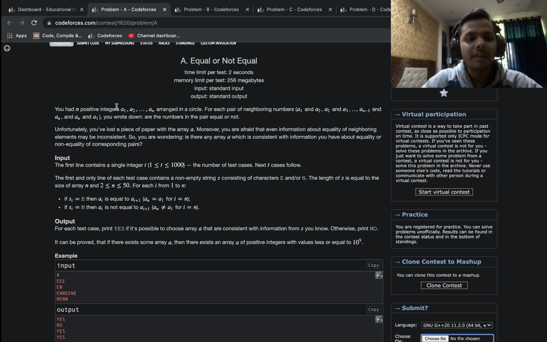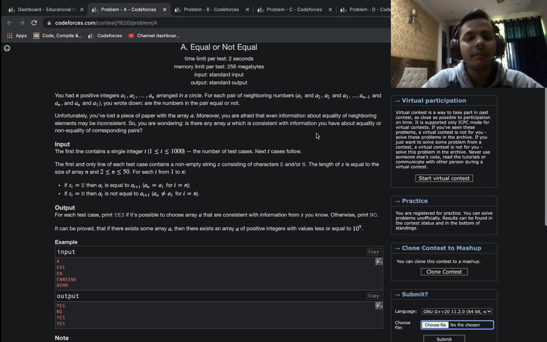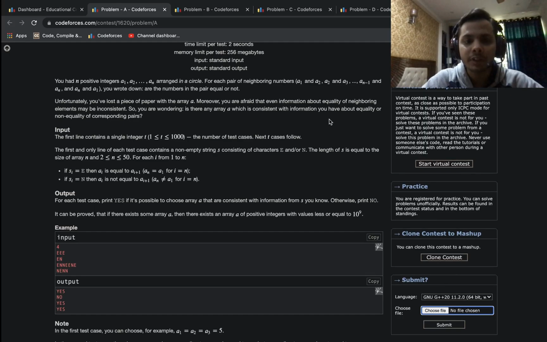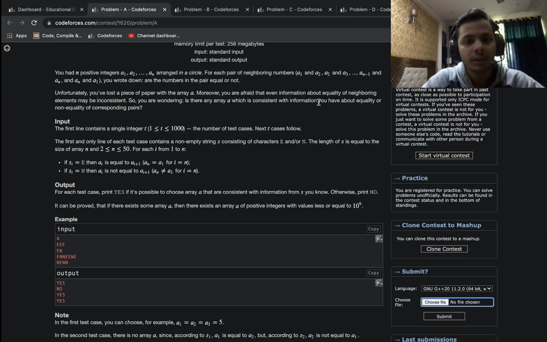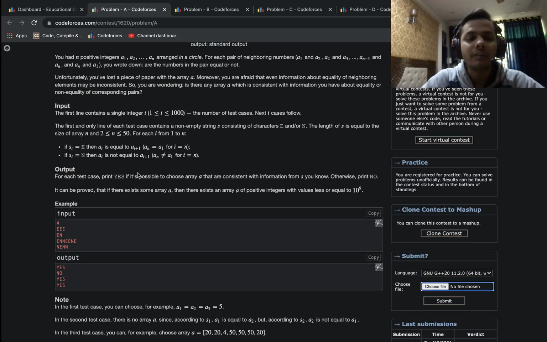So we have n positive integers a1 to an arranged in a circle, and for each pair of neighboring elements, we write down a letter. If ai and ai plus 1 are equal, we write down e, otherwise we write down n. And we have lost the array, and we also don't know whether the written information we have is correct or not.